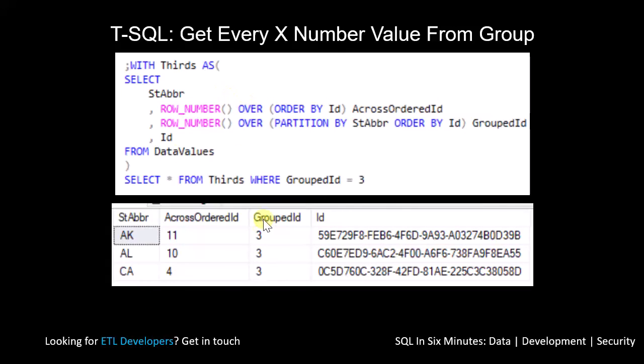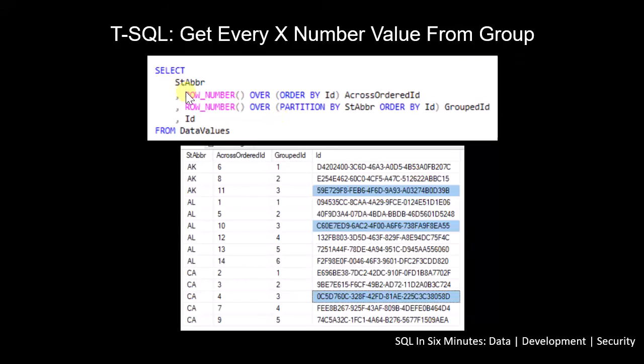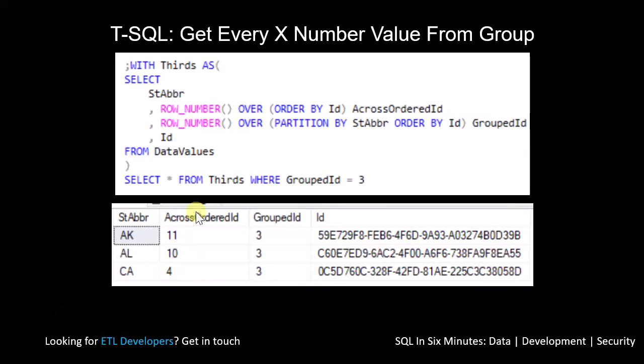Okay, so now that we have this, keep in mind this query right here is the exact same as this, except now it's wrapped in a CTE. I'm only doing that because it's very straightforward, very clean, and you can see it easily here. I'm just calling it thirds, of course, and then I'm selecting where that group ID equals 3.